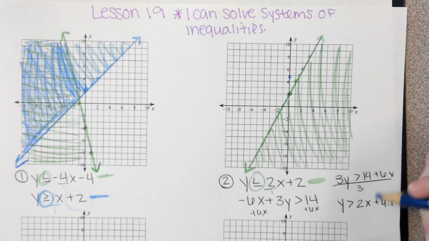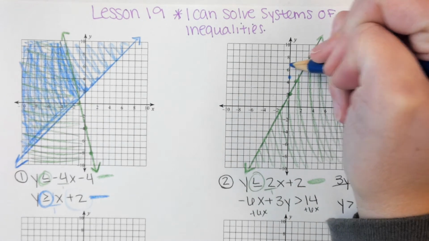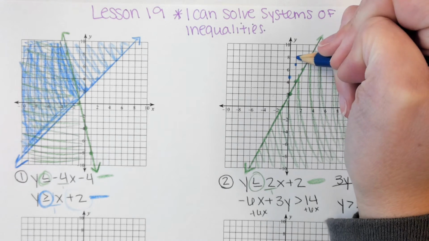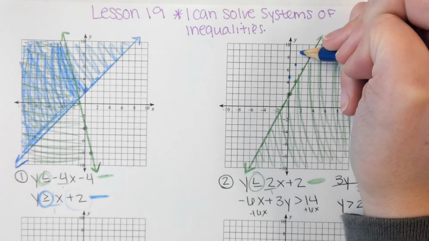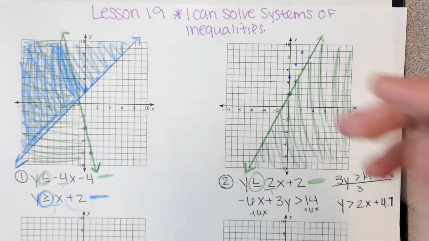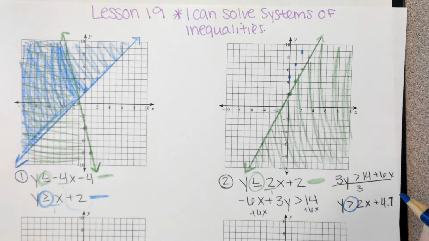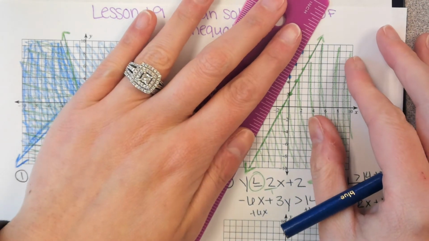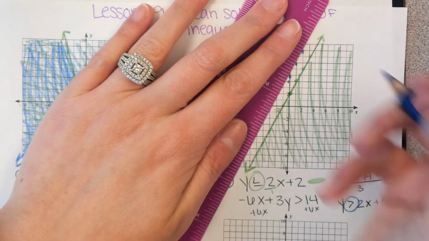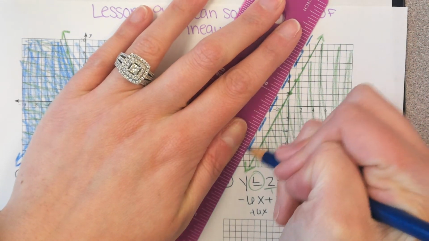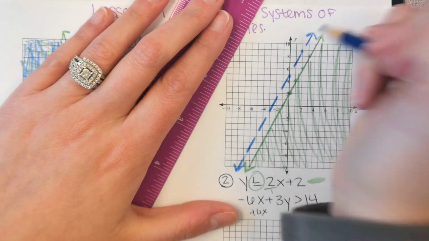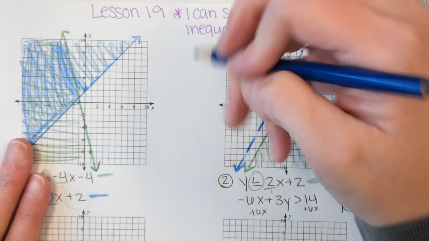And our slope is 2 over 1. So I'm going to go up 2 over 1, up 2 over 1. And it's greater than, so that is a dotted or dashed line. And it's above, so I'm going to shade above that line.